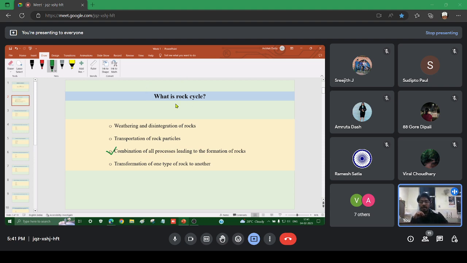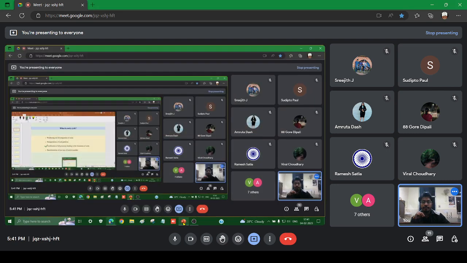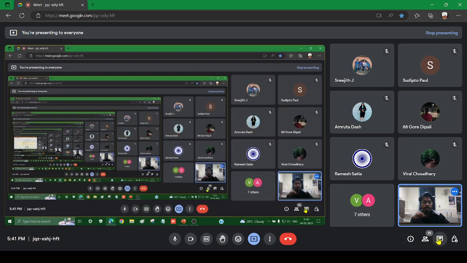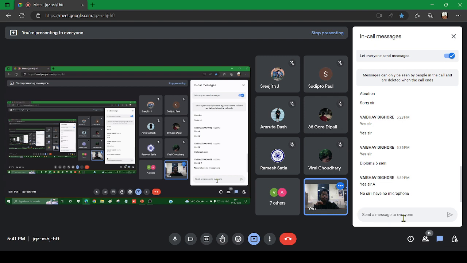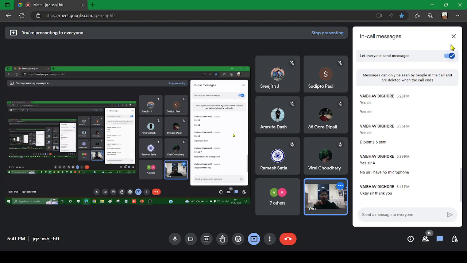So what is rock cycle? It is a combination of all processes leading to the formation of rocks. Those who have written any option other than C can correct it. Yes, Vaibhav, it will be option C. Understood? Vaibhav Digore. Okay.